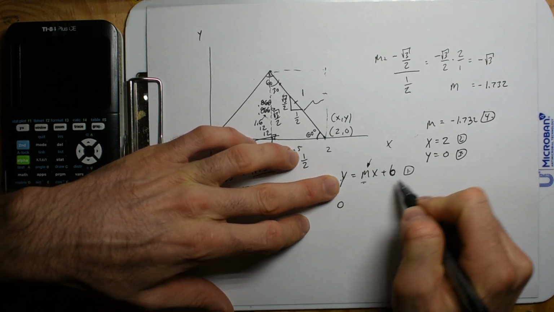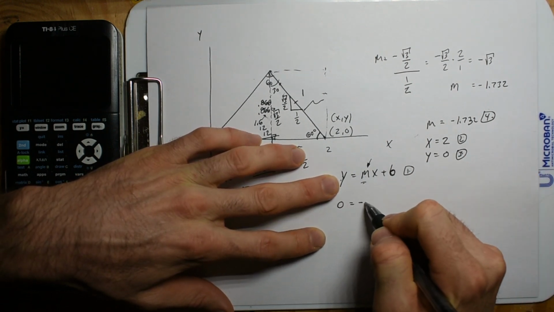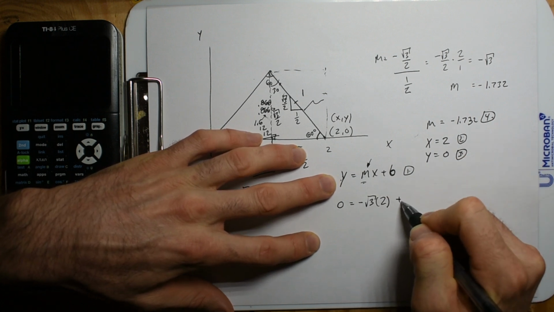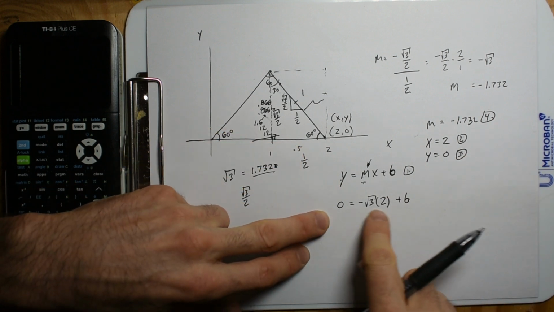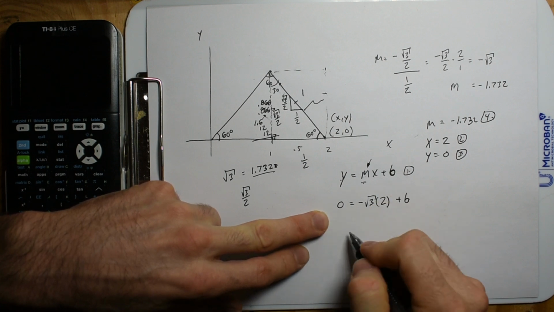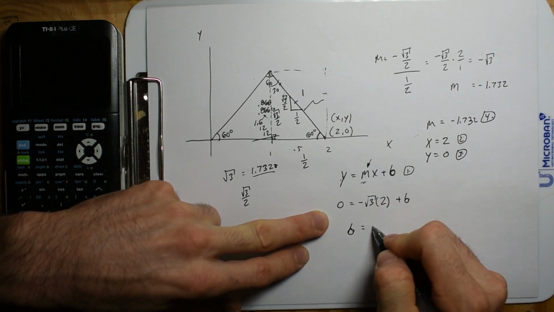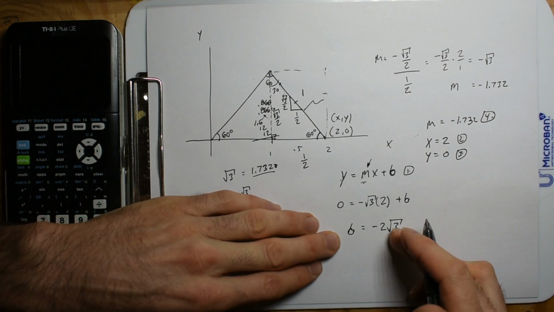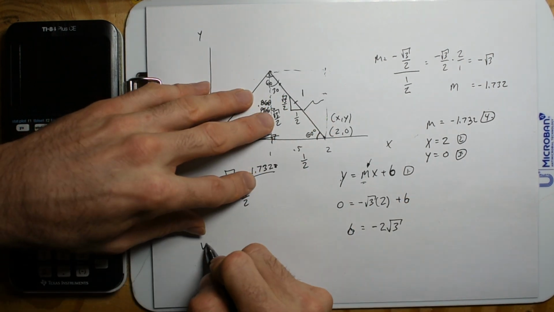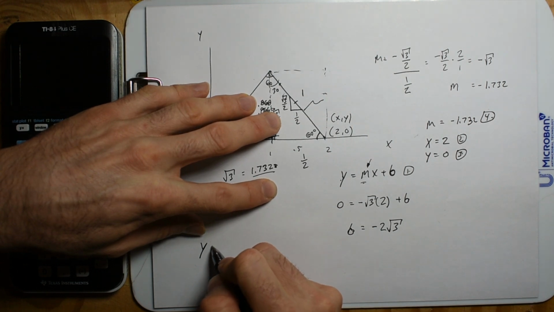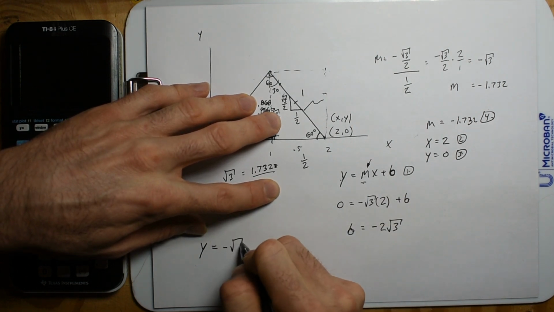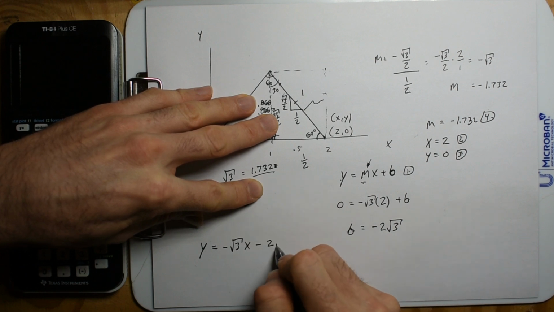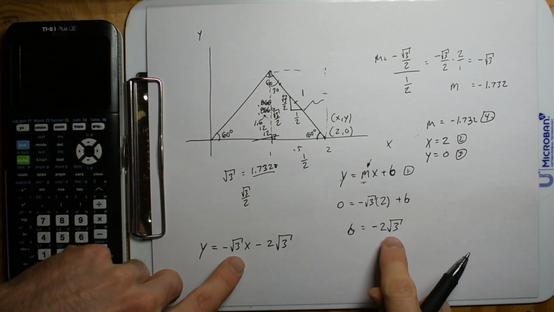So we're going to throw in 0 for y, we're going to throw in the slope of negative square root 3, x is 2, and then plus b. So what makes this 0? We can get this to the other side, so we can say b is negative 2 square root 3. Hell yeah. So now that we have b, we can go back to our equation and say, hey, this is the equation of this line. It's y is equal to negative square root 3 x minus 2 square root 3. And does that make sense?